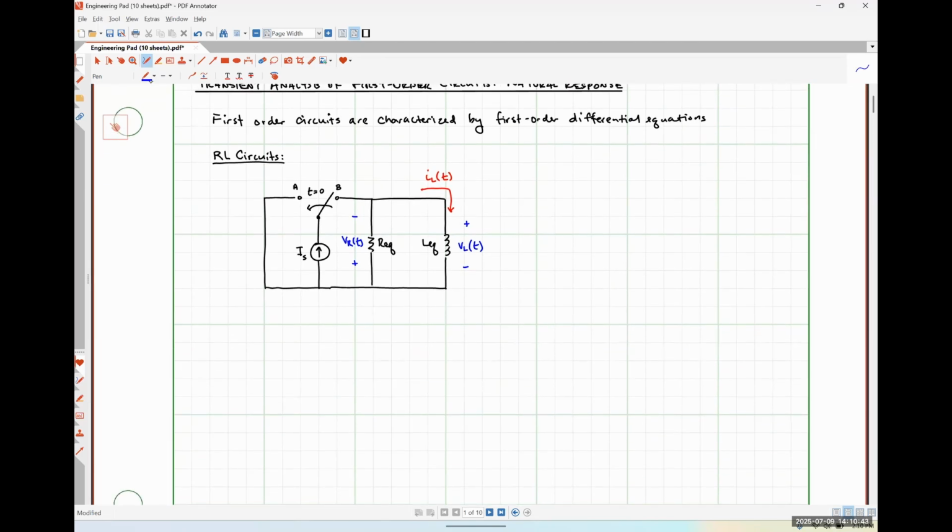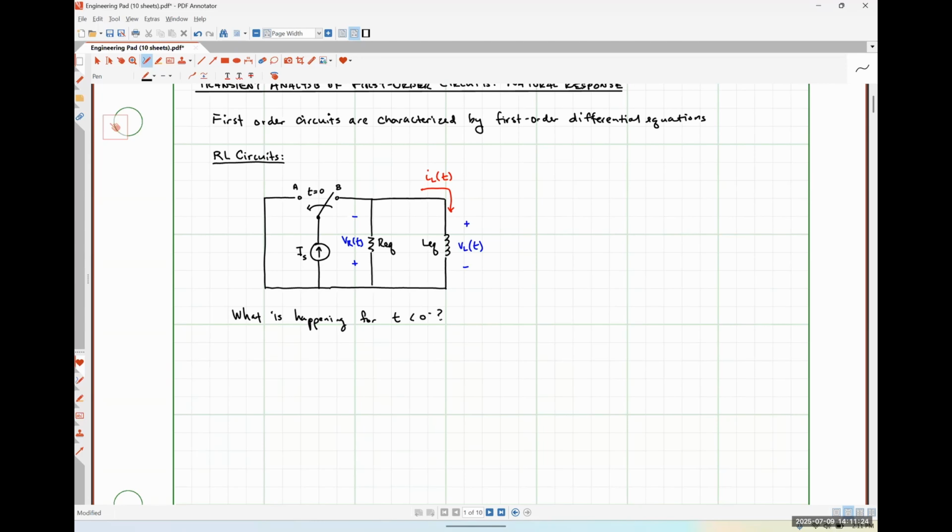So let's start by figuring out what is happening for t less than what I'm going to call 0 minus. Okay. So 0 minus is the instant right before our switch changes states. So if we assume that our switch has been closed for a very long time, we can treat this as if it is a DC circuit.